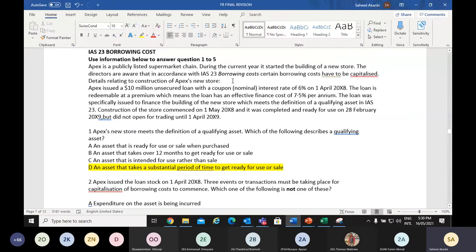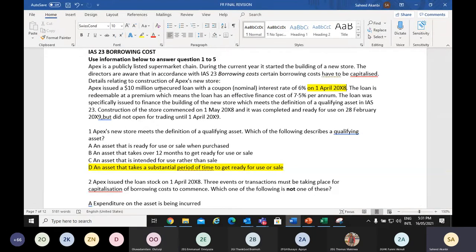So the loan was taken when? April 1. Any other information about the loan? Based on this question, no other information contradicts the fact that I will start to capitalize April 1. Are you fine?